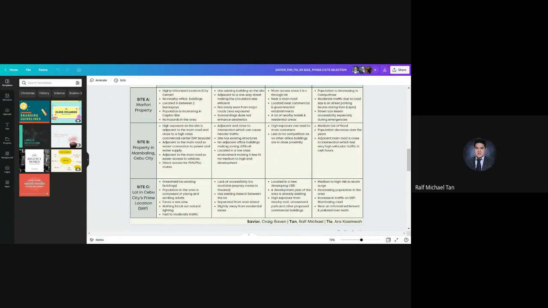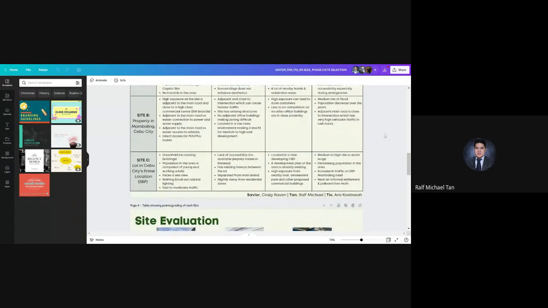And for the threats, there is a medium risk of flooding, and the main road is close to the intersection, which has very high vehicular traffic in rush hours, and the population in the area has been decreasing.